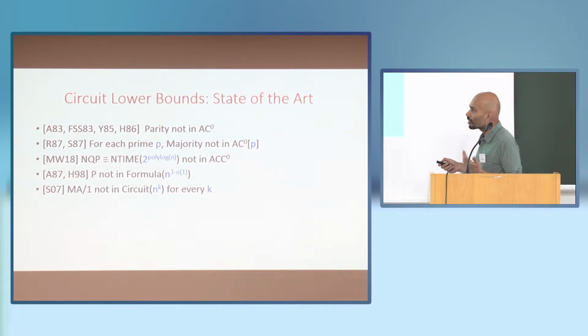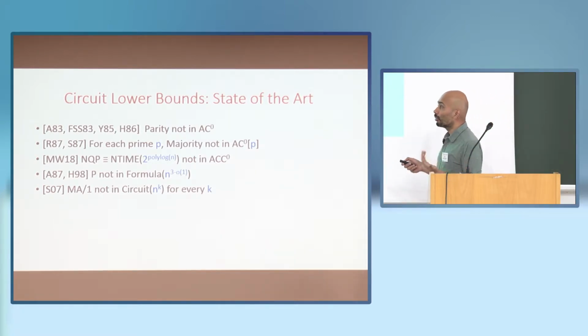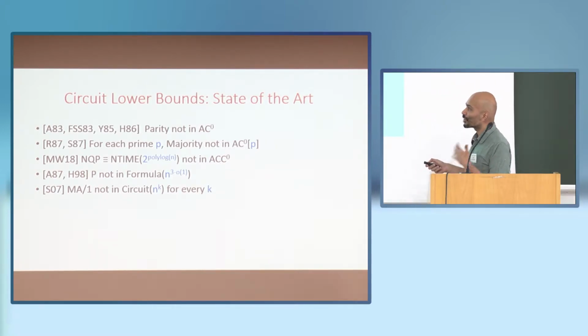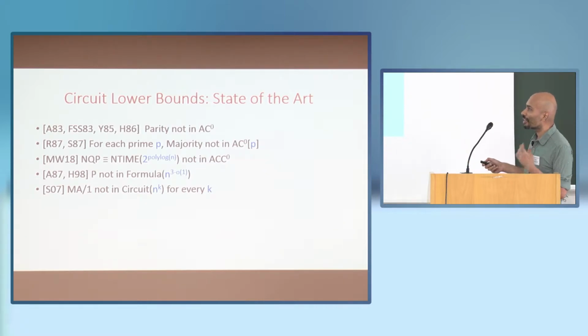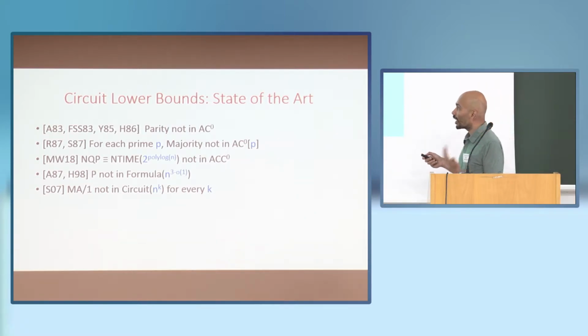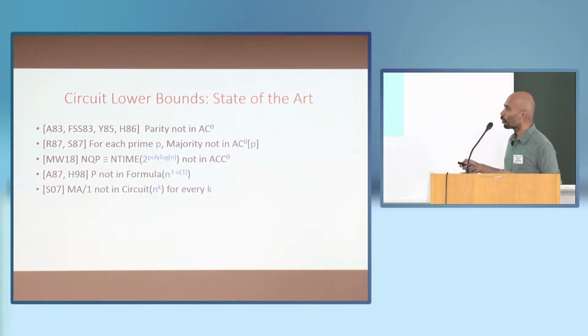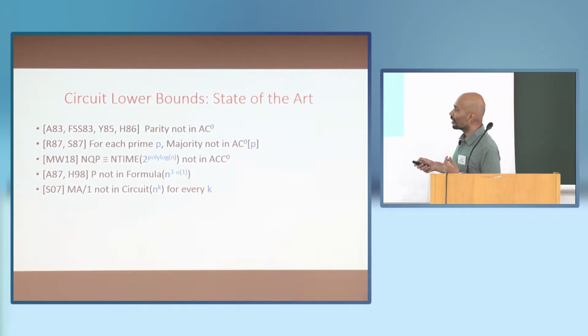And for circuits, I have a result which says that the class Merlin-Arthur polynomial time with 1 bit of advice, so let's just ignore that 1 bit of advice for now, which is essentially a probabilistic version of NP, is not in circuit size n to the k for any fixed k. So for any fixed k, there's a language in MA with a little bit of non-uniformity which does not have circuits of size n to the k. But again, this result is like this, where the upper bound has more resources than the lower bound.